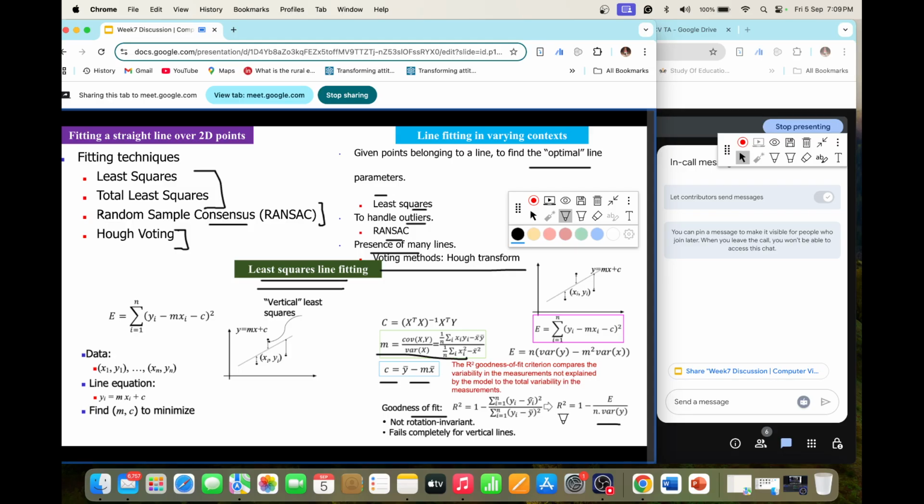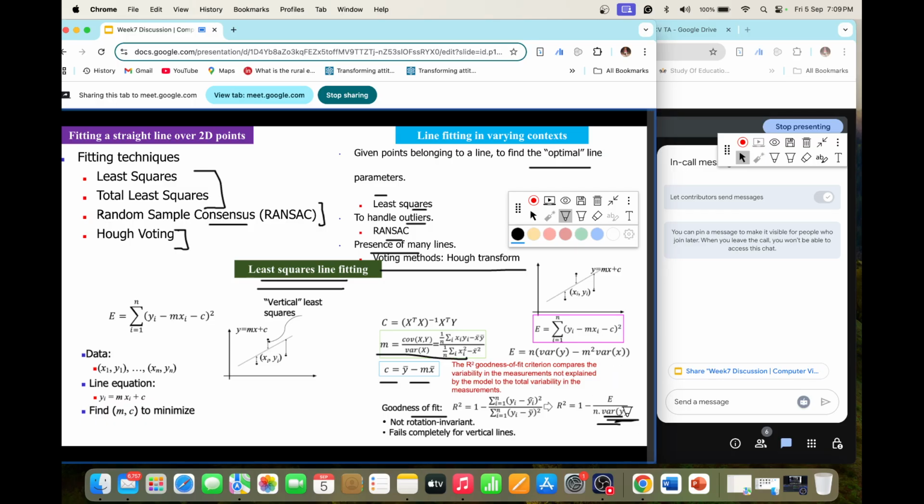What is the con of this least squares line fitting? The con is regarding this R square. Whenever we are doing least squares fitting, if we have a vertical line, then the variance of y will be very less.